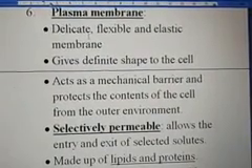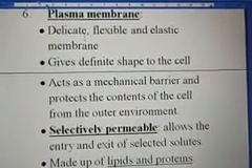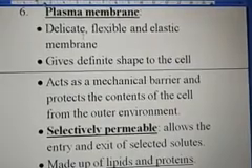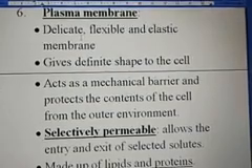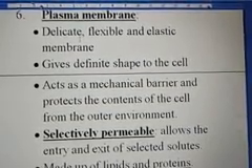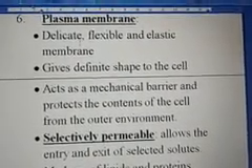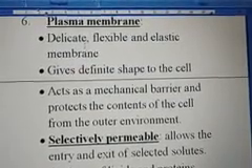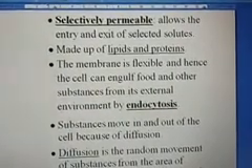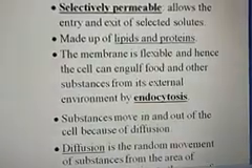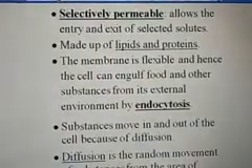The plasma membrane is the living part of the cell, a delicate, flexible and elastic membrane. It mainly gives definite shape to the cell. It acts as a mechanical barrier and protects the content of the cell from the outer environment. Mechanical barrier means it does not allow everything to enter the cell. It is selectively permeable. Selectively permeable means it allows the entry and exit of selected solutes only. It is made up of lipids and protein.